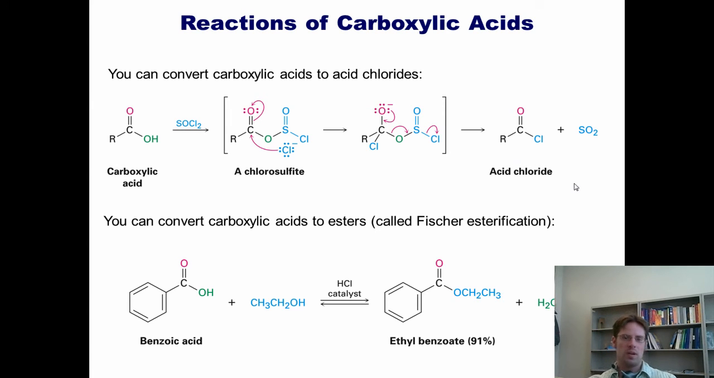I can also convert a carboxylic acid into an ester. If I take a carboxylic acid and treat it with an excess amount of alcohol and some acid catalyst, I can displace the OH for my O-alkyl group. Thus, I've converted benzoic acid here into ethyl benzoate. This type of reaction, the conversion of a carboxylic acid into an ester under these conditions, is called a Fischer esterification.